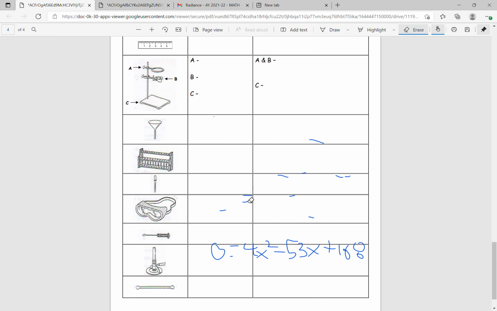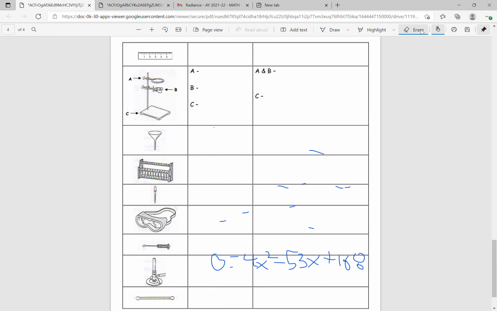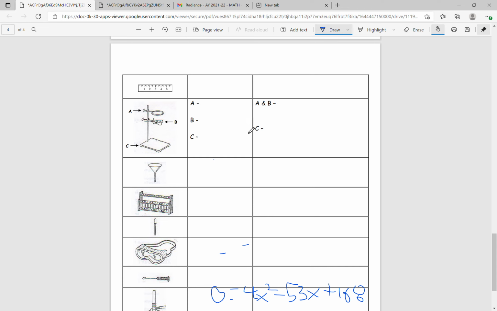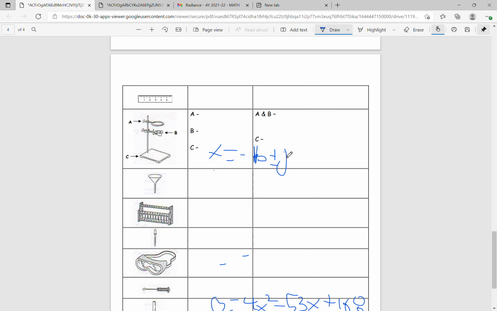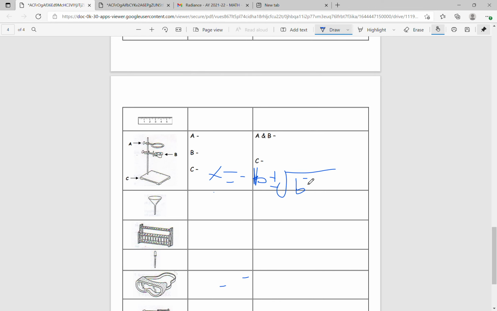If you don't know what the quadratic formula is, let me write it here. The formula is x equals negative b plus or minus the square root of b squared minus 4ac, divided by 2a.